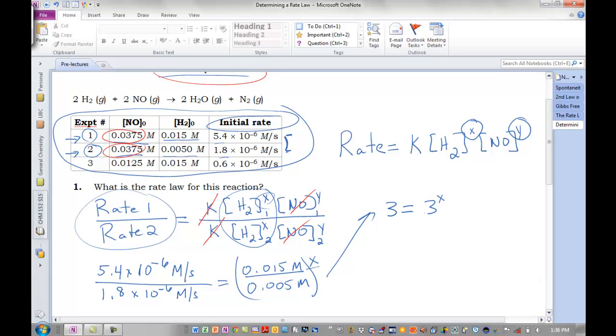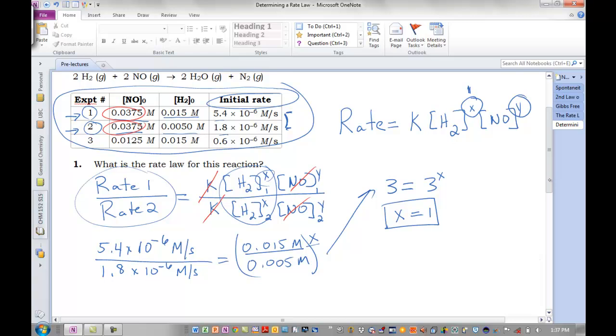So 3 raised to what power is equal to 3? The answer is 1. Okay? So this is first order with respect to hydrogen, right? We canceled out NO. We were only changing hydrogen. So our X up here is 1. We'll write that out later. All right? So first order is the most common. Okay, we'll also see second order, and we'll also see zero order. All right, so we will, and you can have negative orders, you can have fractional orders, but for our purposes, we're most likely going to see first, second, or zero order, and we'll talk about that later.